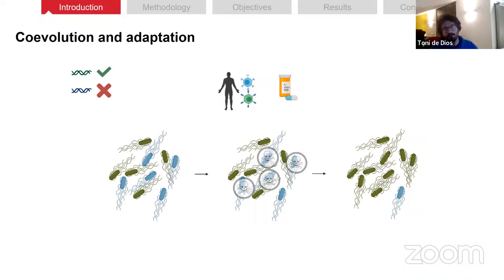Antibiotics also impose a really strong selective pressure on the pathogens infecting us. So with time, in the case of antibiotics, the contact and the constant exposure to those antibiotics select the pathogen populations to be resistant to them.